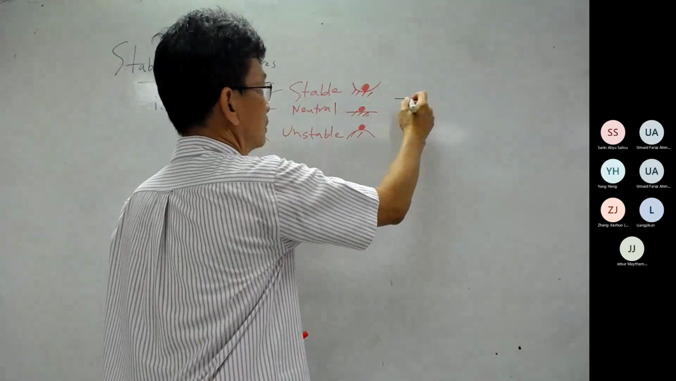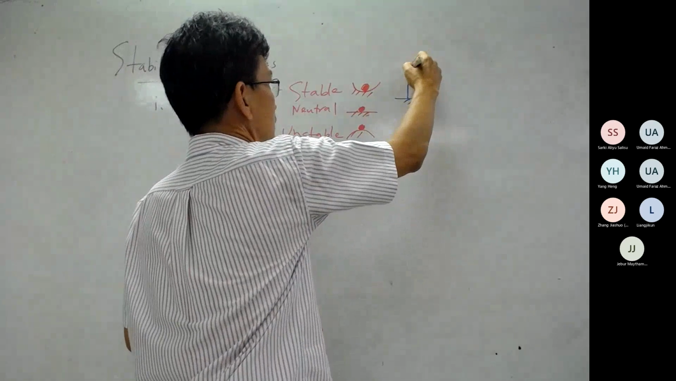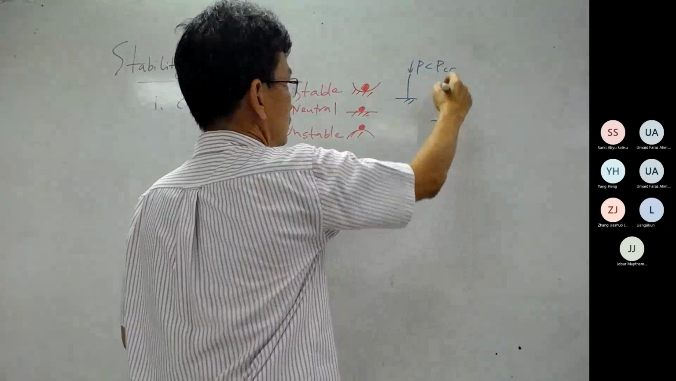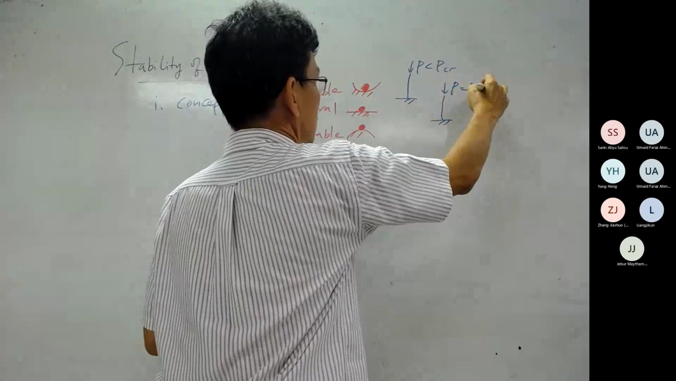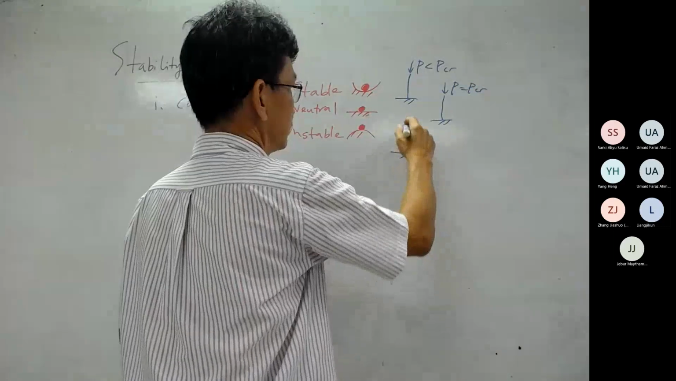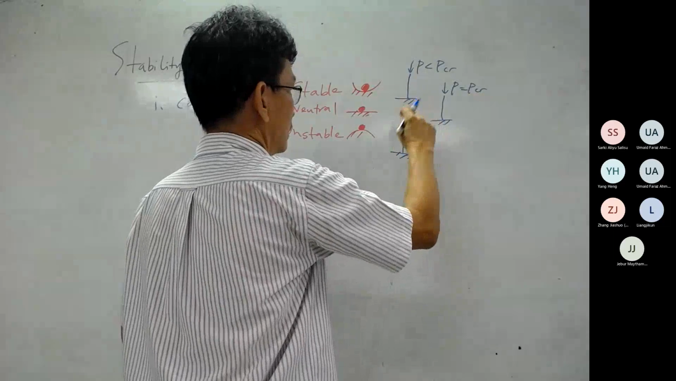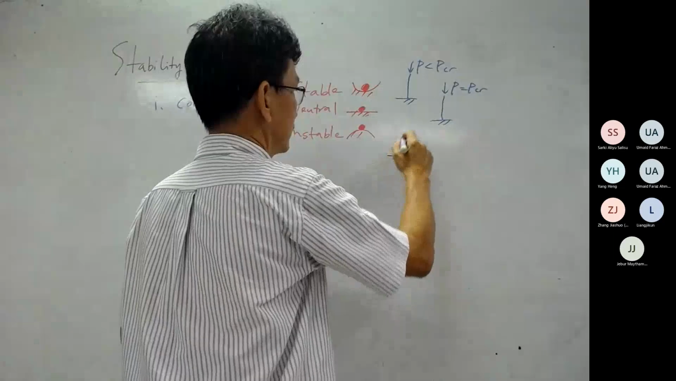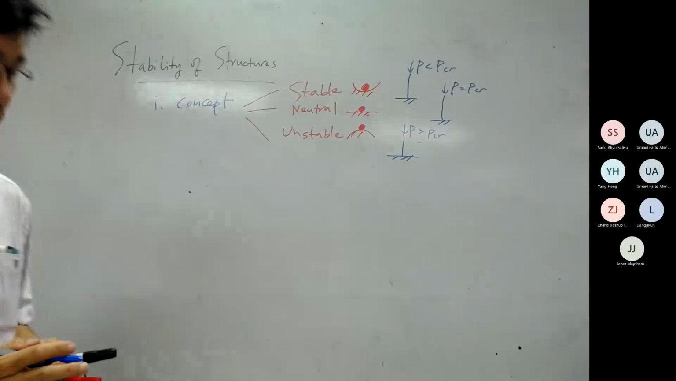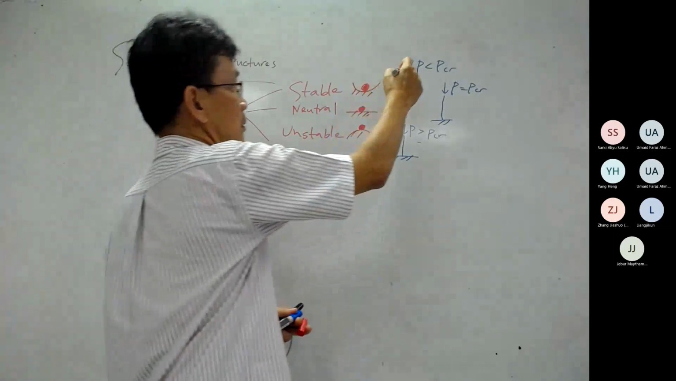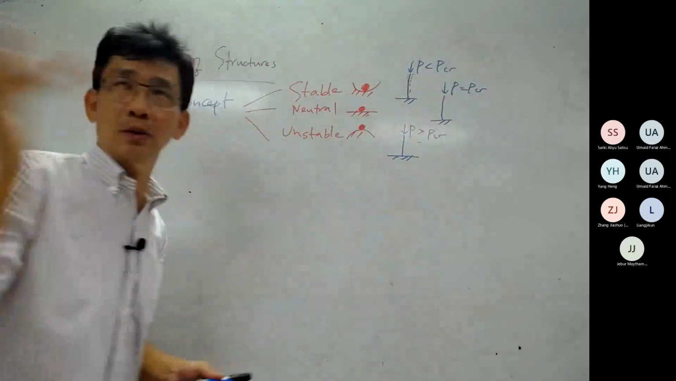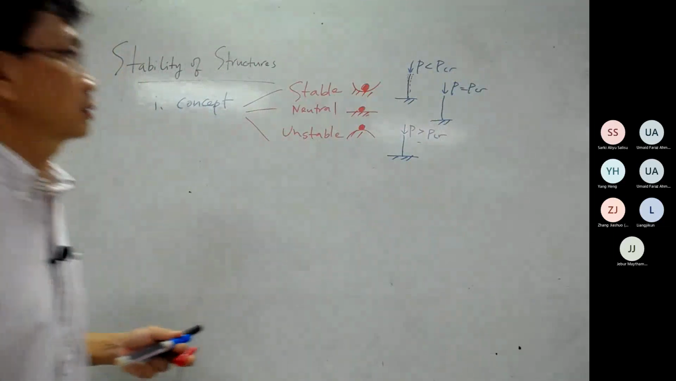If we are using the column, let's say I use this: this will be the state P less than P critical. The second one will be P exactly equal to P critical. And the last one is when P is more than P critical. Okay. This one, if you disturb it, will move here and there, but finally it goes back to the original state.